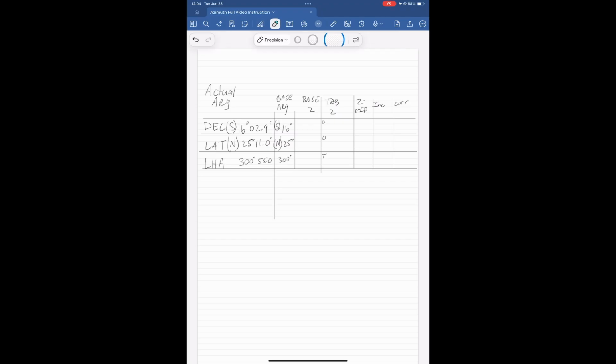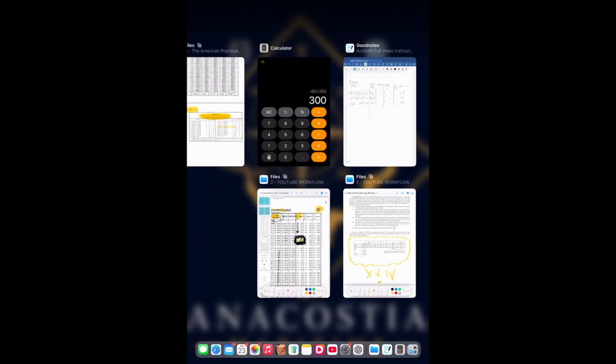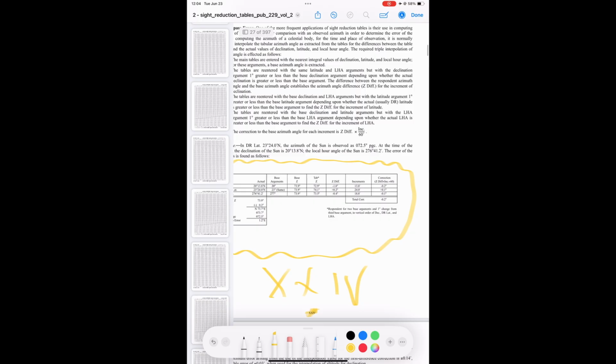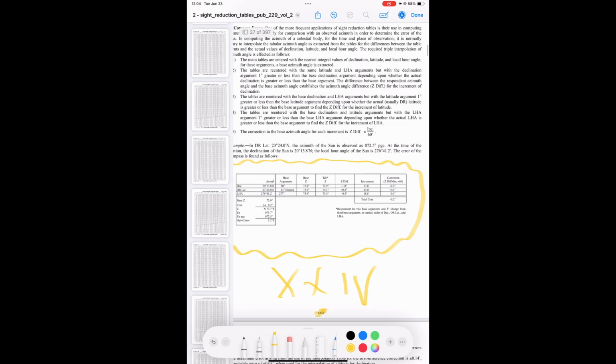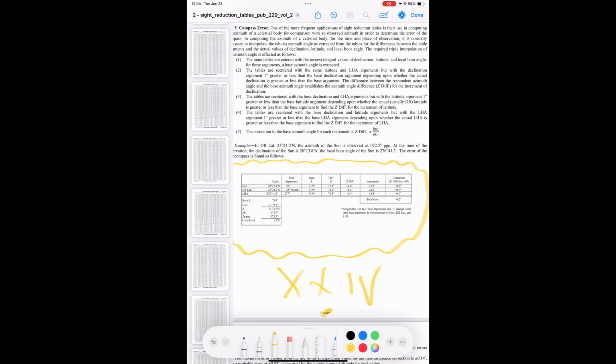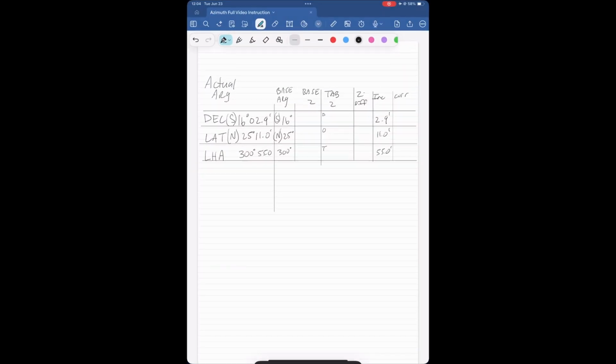So our increments will be the minutes, it's going to be all these right here. That's going to be our increments, okay? So in this instance, it's going to be 2.9 minutes, 11 minutes, 55 minutes, okay? All righty. Let's go to our table. Let's make sure everything's right. Actual, base, arguments, base Z, tab Z, Z diff, increments, and correction. Okay, then we have the total correction, the base Z, the correction, and so on and so forth, all right?